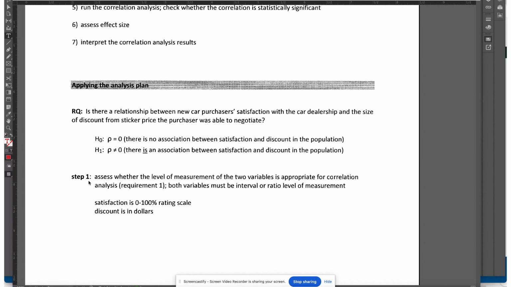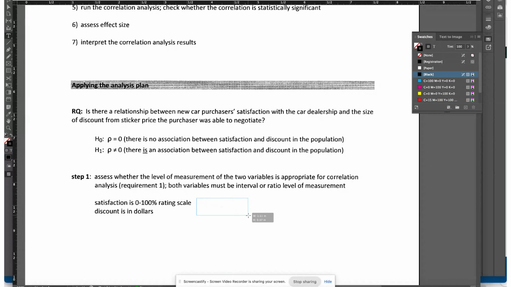Step one would be to assess whether the level of measurement of the two variables is appropriate for correlation analysis. So they either have to be both ratio or both interval, or one of each. In this case, satisfaction on a 0 to 100% rating scale would make it ratio. And then discount in dollars, that would be ratio also. So we're good to go there. Let me type in ratio.